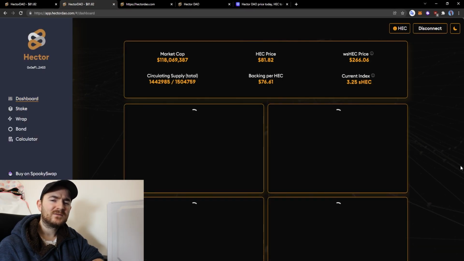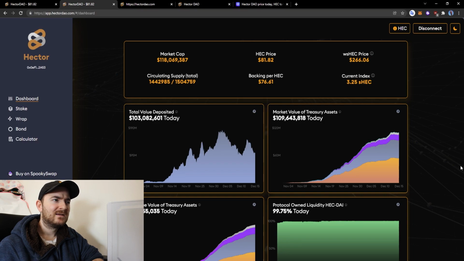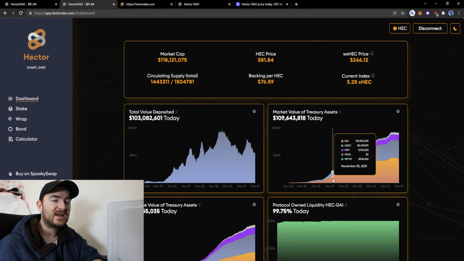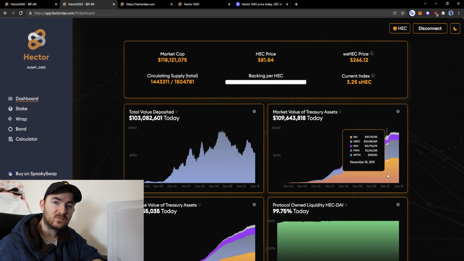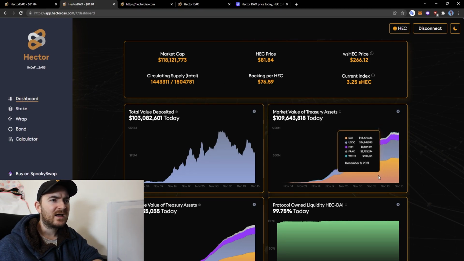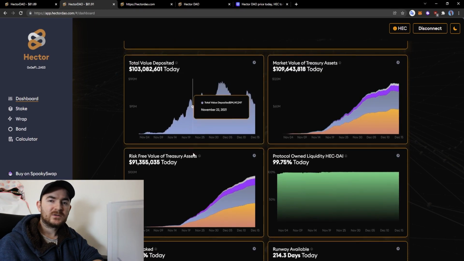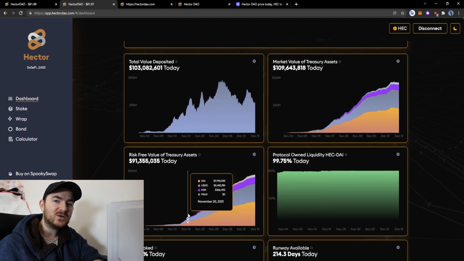So the total value deposited is 103 million, but I want to look at the market value of treasury assets. Each color here represents a different currency. This orange one we can see is DAI, which is mostly what the Hector DAO is backed by. USDC, another stablecoin, MIM, Magic Internet Money. Looking at risk-free value assets, these are all the stablecoins where the price doesn't go up or down. So this is 91 million. And this is the DAI, USDC, MIM, and Frax.